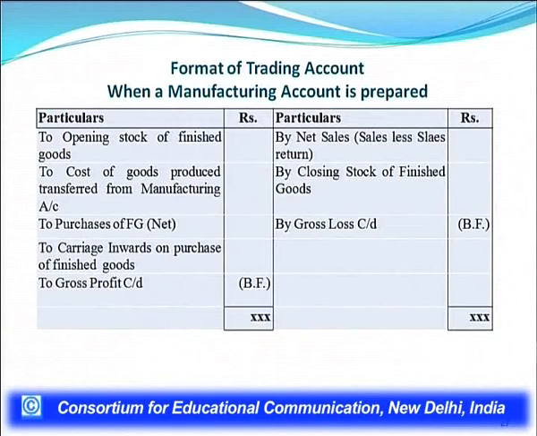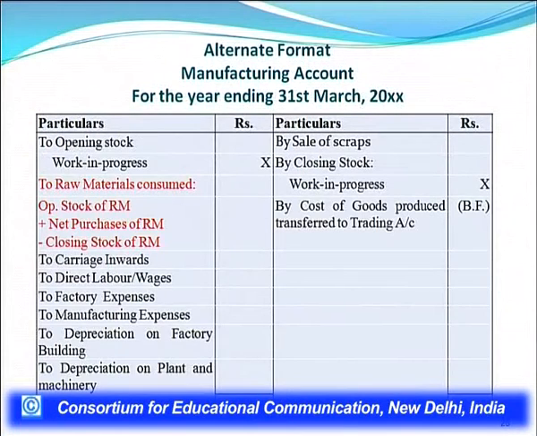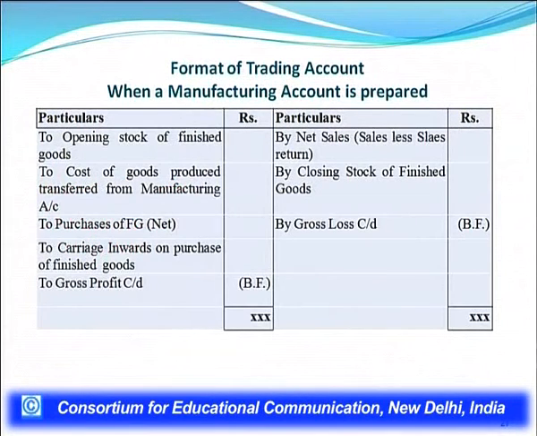Then on the debit side, opening stock of finished goods, and then to cost of goods produced transferred from manufacturing account. The figure will be taken from the cost of goods produced on the right side, so it will come on the debit side of trading account. Then purchases of finished goods net. Sometimes a firm may be manufacturing goods in its factory and also purchasing from the market.